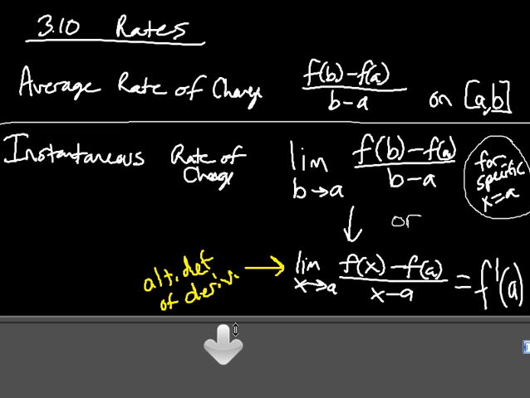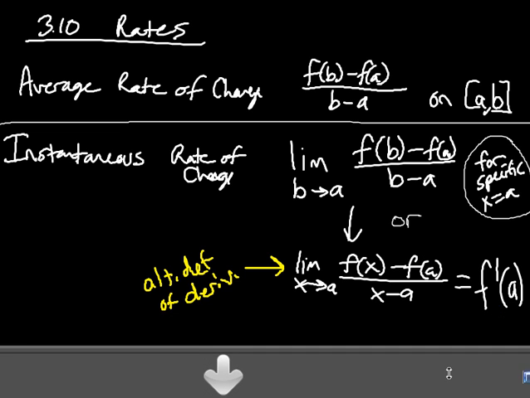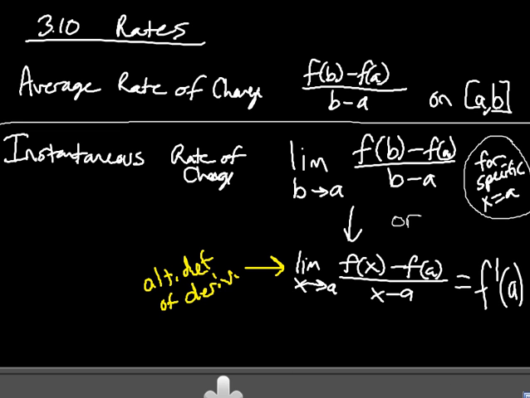Here's the alternate definition of a derivative, which should be familiar to most of you. Limit as x approaches a, f of x minus f of a all over x minus a, and that is notation for the derivative right at point a. So in some sense, this section is sort of a review of that.